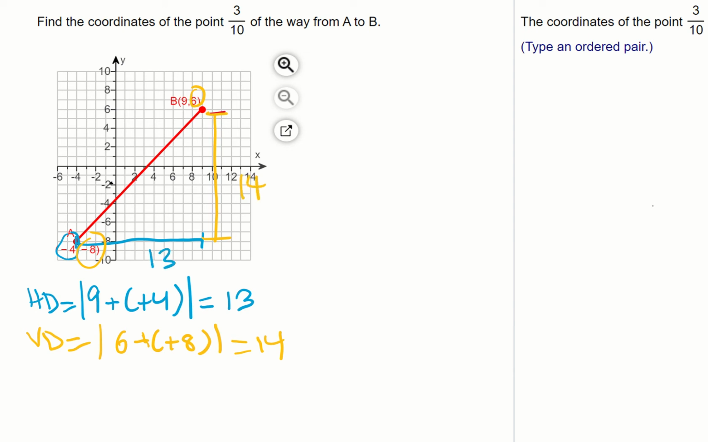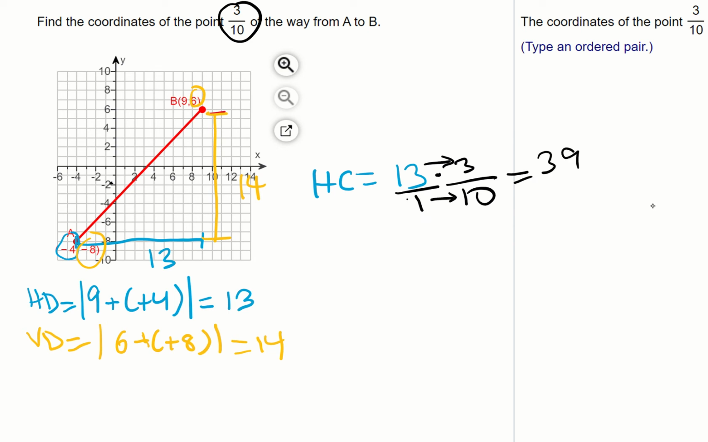Next we want to figure out our vertical and horizontal change. Our horizontal change is our horizontal distance times the fraction of the way that we want to get to. So we want to get to it 3/10 of the way, so we want to figure out what 3/10 of 13 is. Remember that when you multiply by a whole number, put that over 1 and multiply straight across. So we have 13 times 3, that's 39, and then 1 times 10 is 10. So this horizontal change here is 3.9.